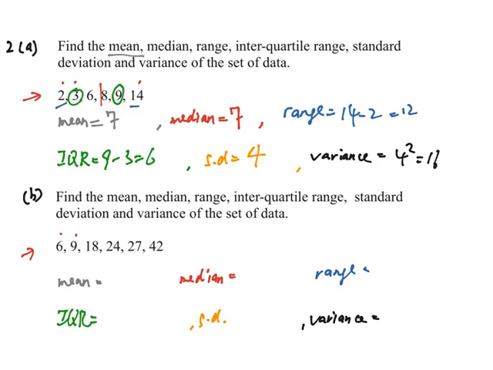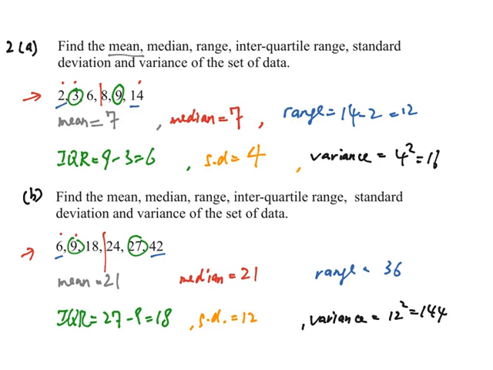Next for 2B, the mean is 21. The median is also 21. For the range, 42 minus 6, so 36. And then next, the interquartile range, 27 minus 9, 18. For SD, shift 2, then you can get 12. For the variance, 12 squared, so it is 144.